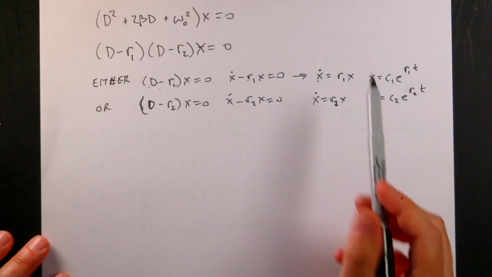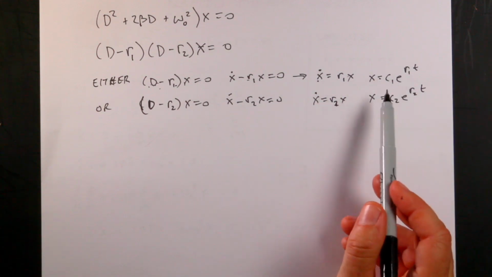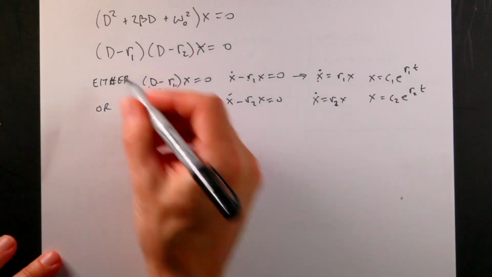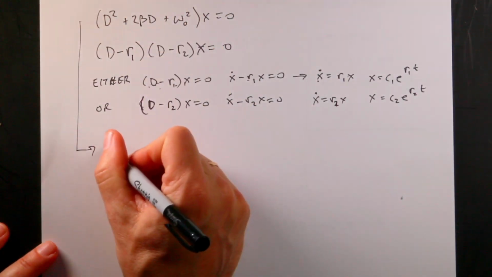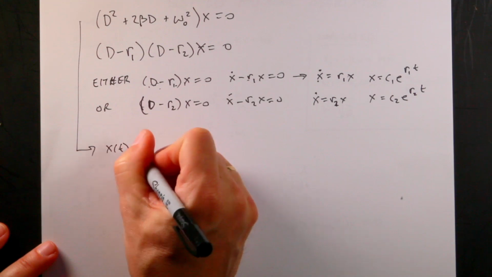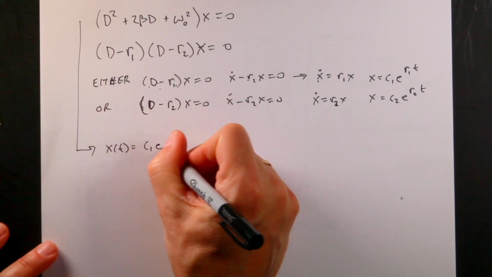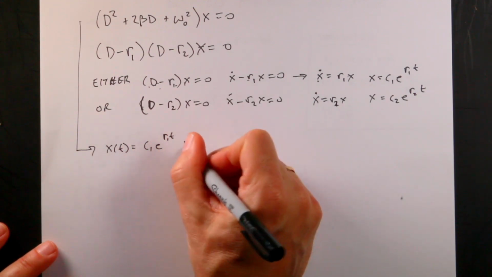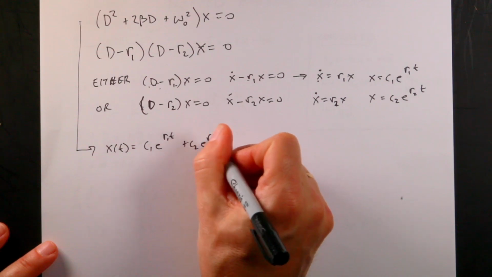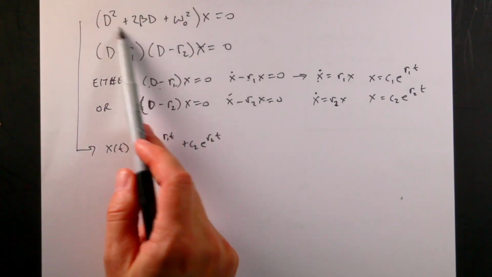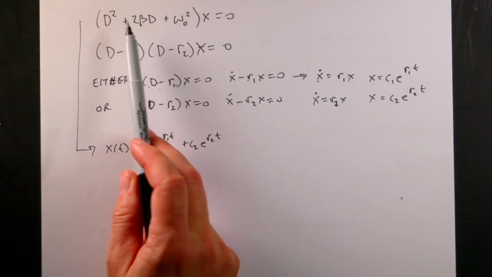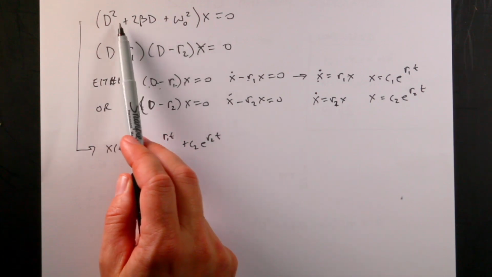So if each of these is a solution, a linear combination of them must also be a solution. So the solution to this would be x as a function of t equals c1 e to the r1t plus c2 e to the r2t, where c1 and c2 are constants and r1 and r2 are from the factors of this equation. That's important right there.